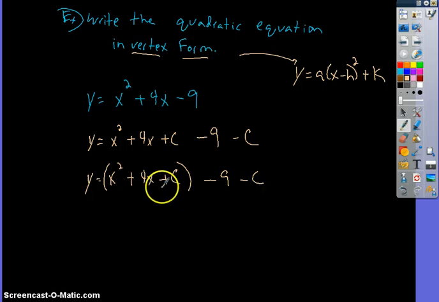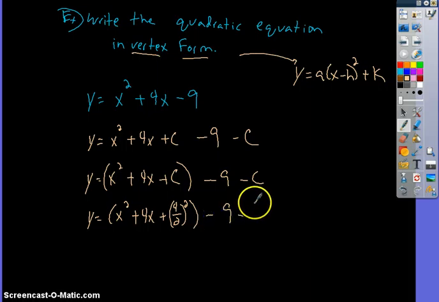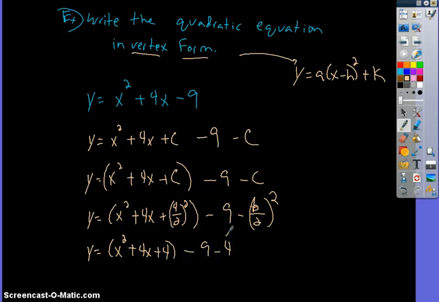So I want to figure out what c is. It's half of b, squared, so it's going to be y equals x squared plus 4x plus half of b squared. And whatever that c is, you have to add another one at the end. Well, that should be y equals x squared plus 4x plus 4, subtract 9, subtract 4. This is a perfect trinomial, so it factors to be x plus 2 squared, subtract 13. So now it's actually in vertex form.